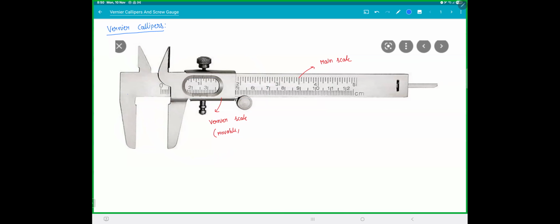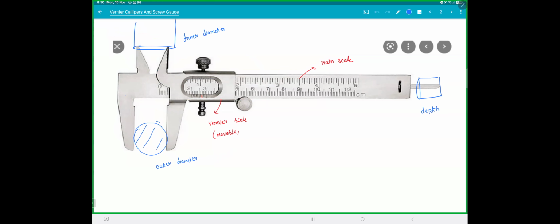So how does this work? If you want to measure the outer diameter, put it between the jaws. If you want to measure the inner diameter, then use these ears on the top. If you want to measure the depth of a cylinder, you use the tail. So when you keep the objects there, and when you push it, the Vernier calipers moves. And then we will see how it works. We will see the principle behind it.